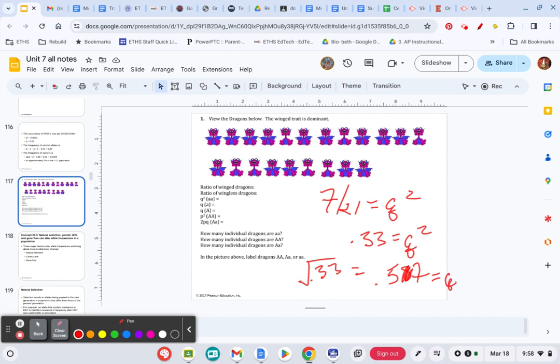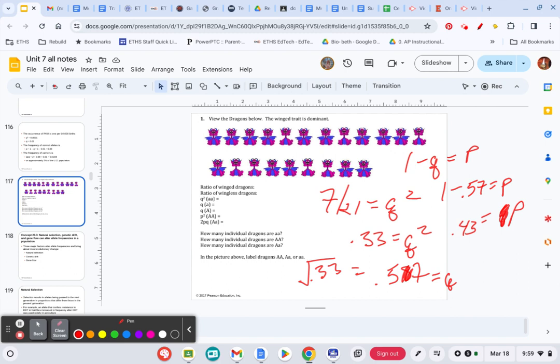So how do I find P? 1 minus Q will give me P. So if I say 1 minus 0.57, I get P, which is 0.43. All right. So Q, oops, sorry, not Q. P equals 0.43.